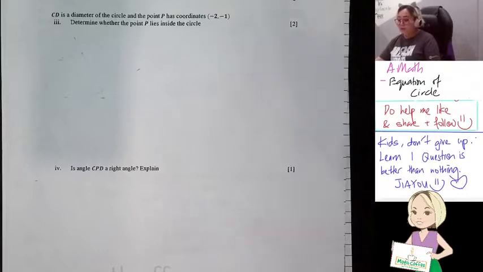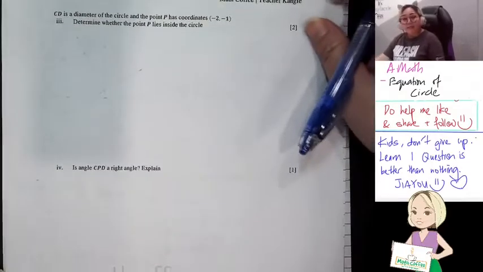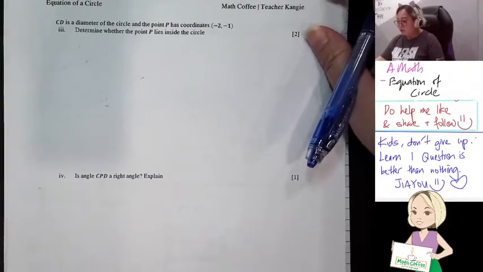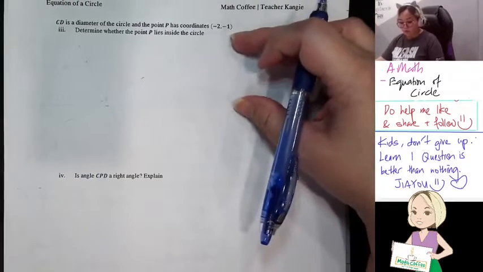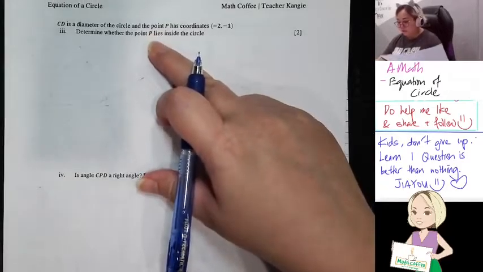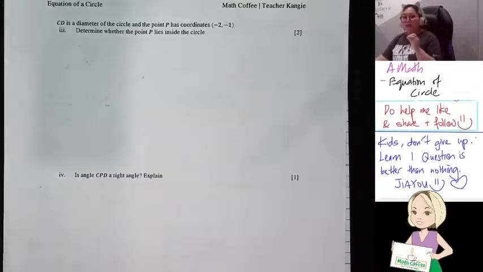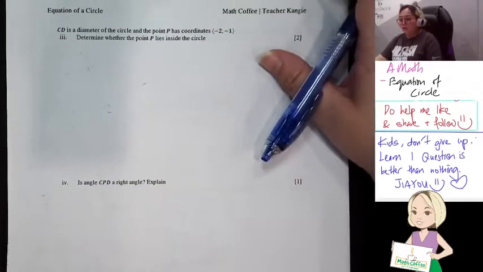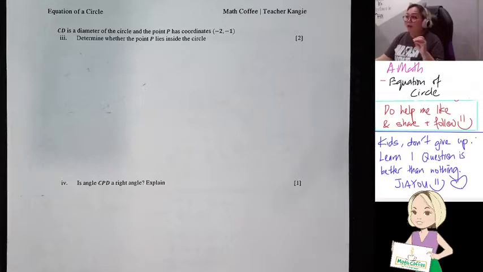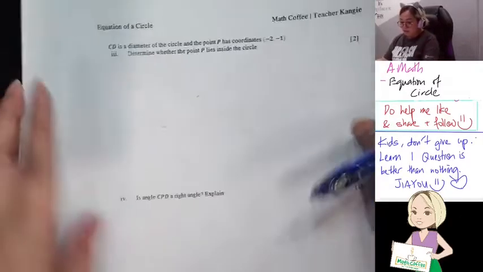So now the next question. I mean the same question, just that this is part 3. Now they say CD is a diameter of the circle, and point P has coordinates -2 and -1. They ask you to determine whether P lies inside the circle or not. To know whether, take note, they always like to ask you to find out whether the point is inside the circle or outside the circle. So you have three situations. I'm going to just write it behind here.